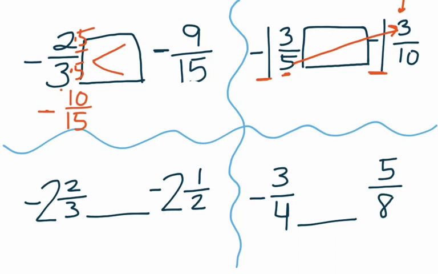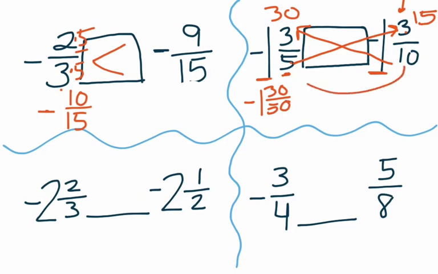Here, we can just ignore their whole numbers and look at their fractions and then do 5 times 3, which is 15. And then let's go the other way, 10 times 3, which is 30. So we have negative 1 and 30/50ths, and I get the 50 because of the 10 and the 5, and we have negative 1 and 15/50ths.